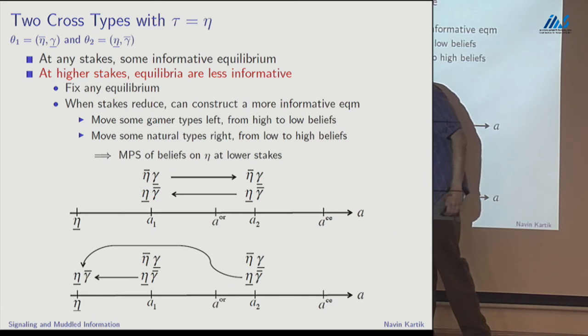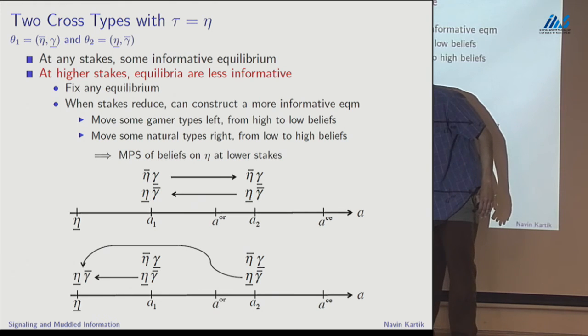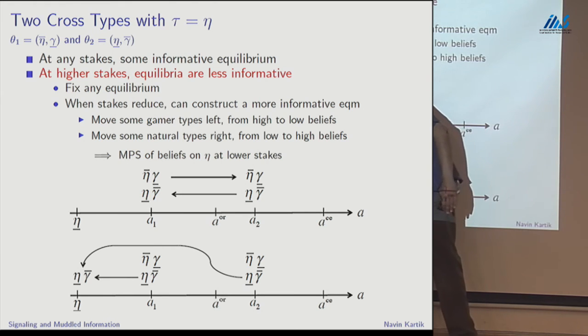We first move some of this gaming type, the low natural action, high gaming ability type, down to its natural action if necessary. So if it were originally indifferent, we just lowered stakes, and this made it now more attractive to take this action.